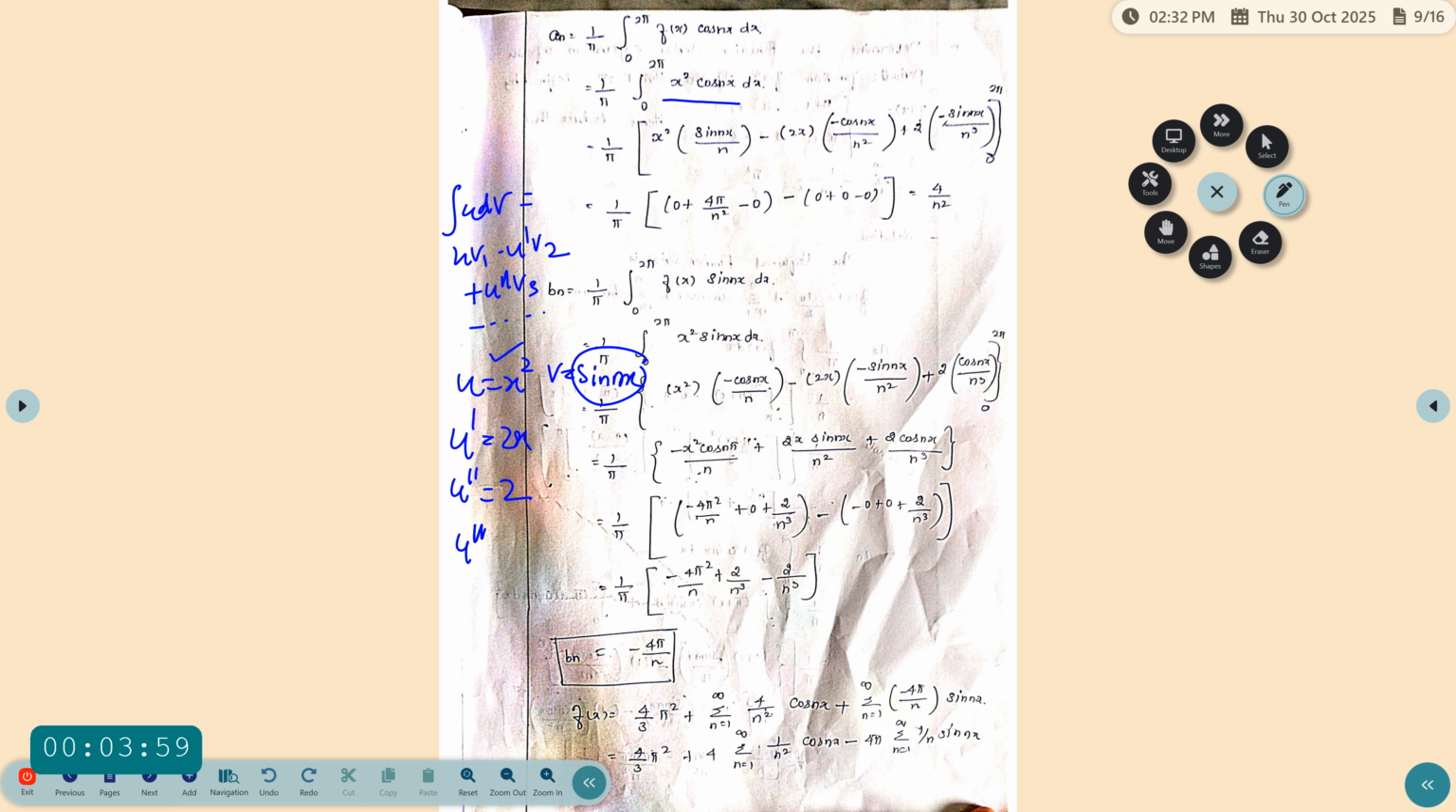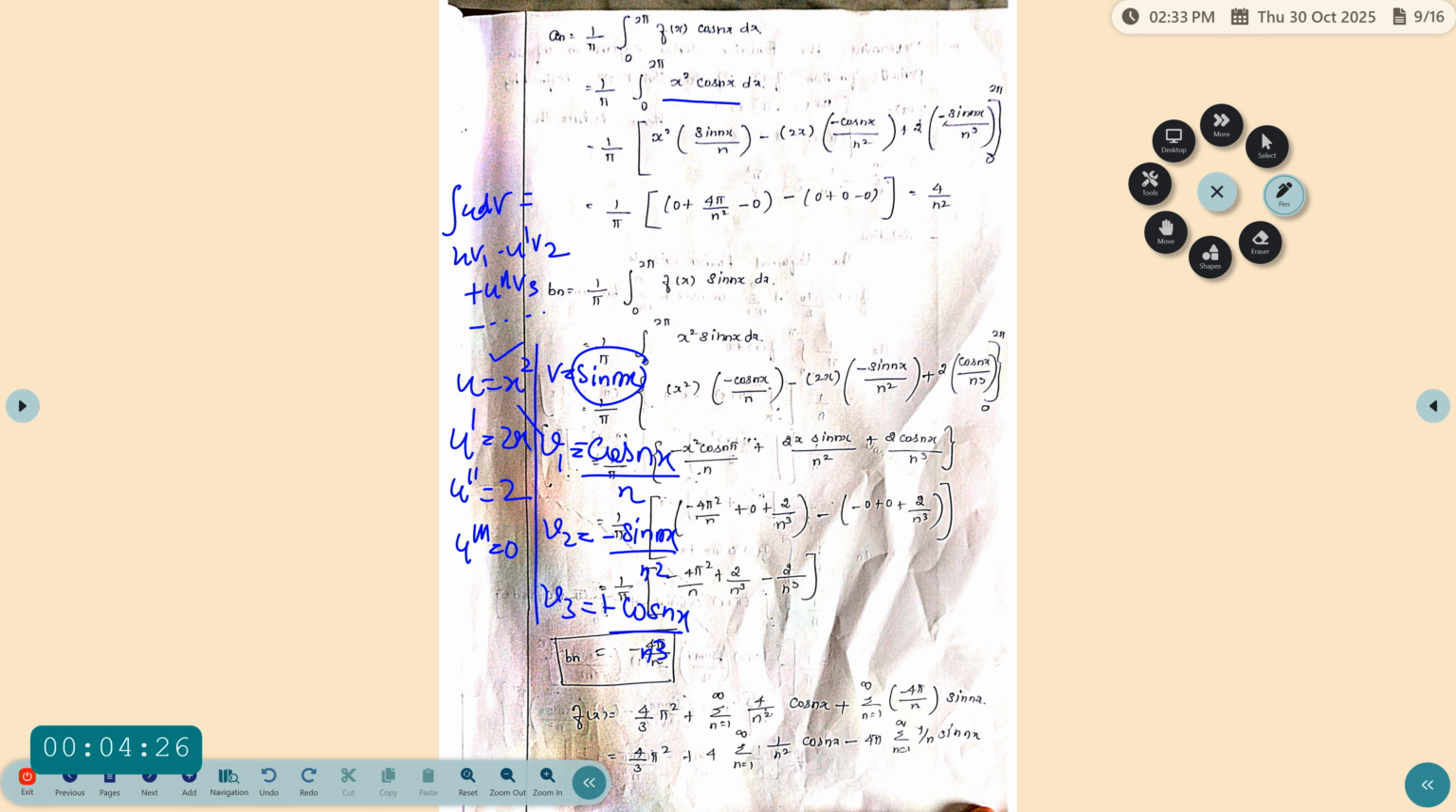Now u equal to x square, take the next derivative 2x, u double dash is 2 and then u triple dash is 0. Similarly, all the v's can be taken as integrable values. v1 equal to integration of sin nx is minus cos nx by n. v2 is minus sin nx by n square, and v3 is cos nx by n cube.